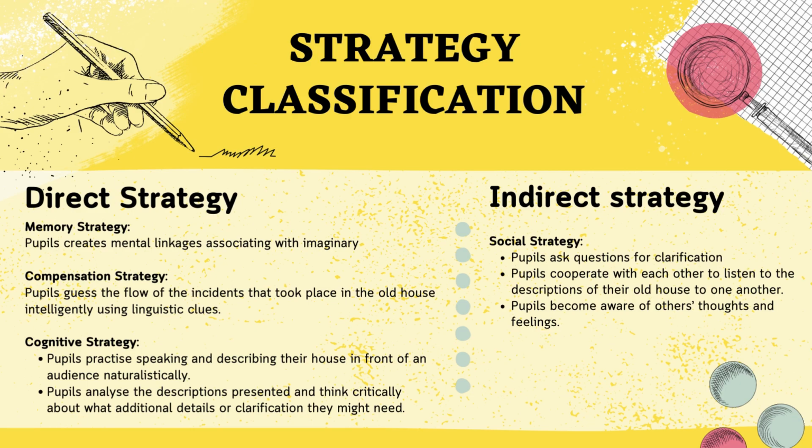The second type of strategy is indirect, which is social strategy. People ask questions for clarification. People cooperate with each other to listen to descriptions of their old house to one another, and people become aware of others' thoughts and feelings.